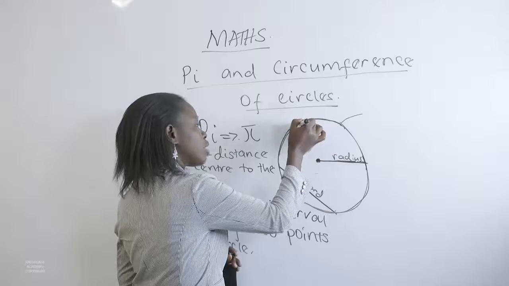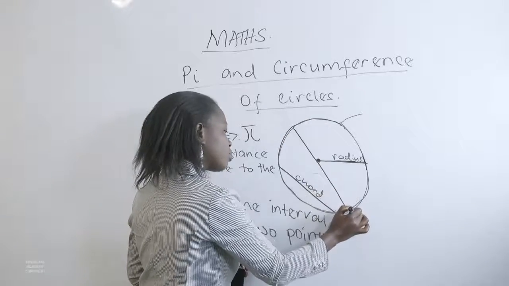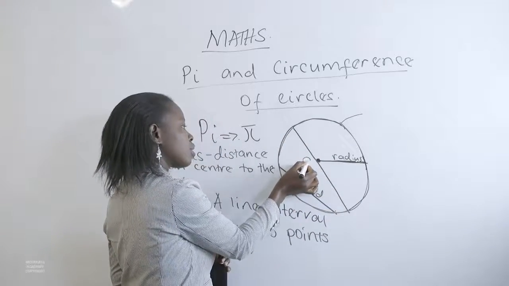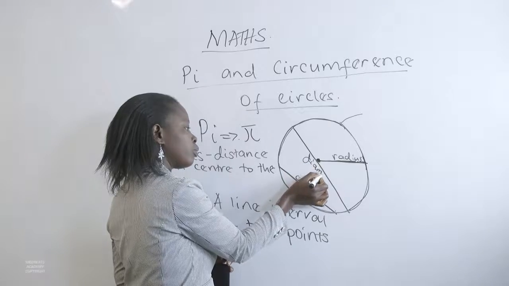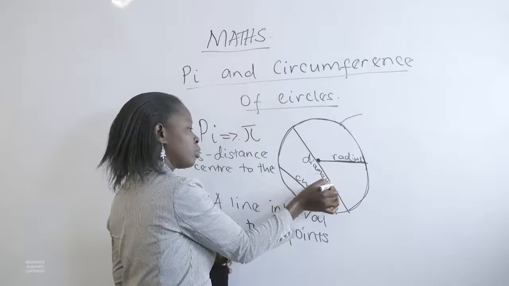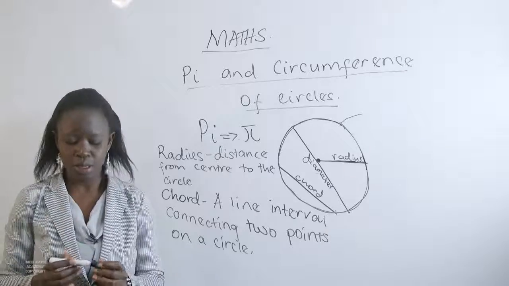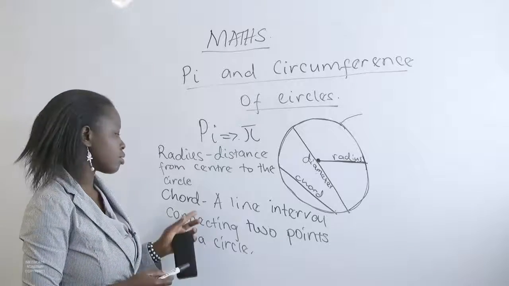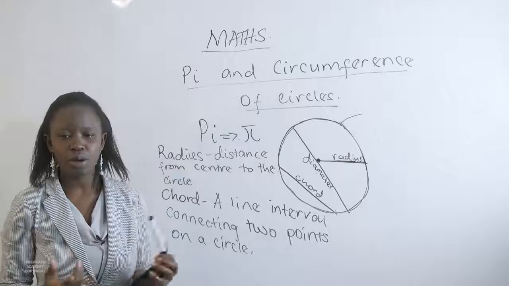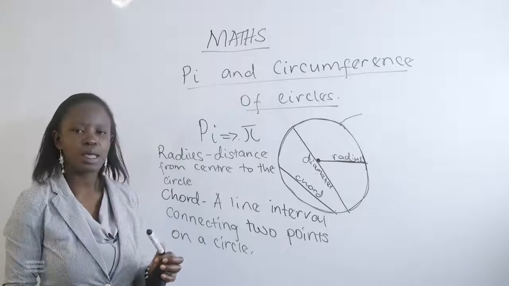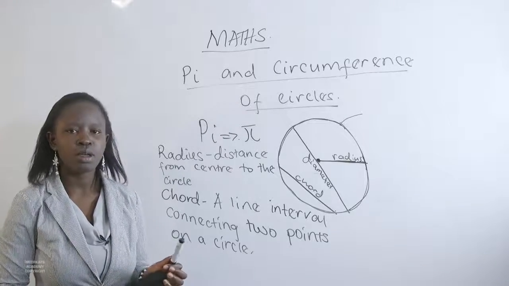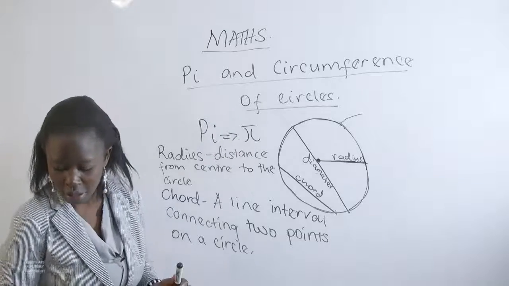We said that a line that is passing through, this is a diameter. So we are talking about another term, and that is a chord, and we are simply saying that a chord is that interval, line interval, that is connecting two points on a circle.